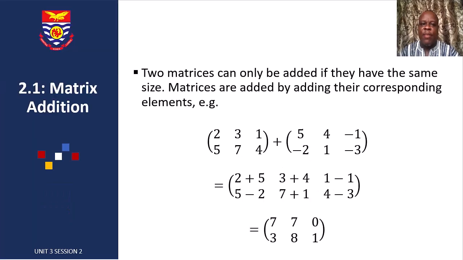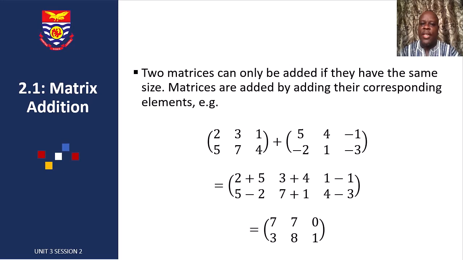Let's look at matrix addition. Two matrices can only be added if they have the same size. This means that the two matrices that you want to add must have the same dimension. If the first one is a 2 by 2, the second one should also be a 2 by 2. If the first one is a 2 by 3, the second one should also be a 2 by 3. To add the matrices, we add the corresponding entries of each of the two matrices.